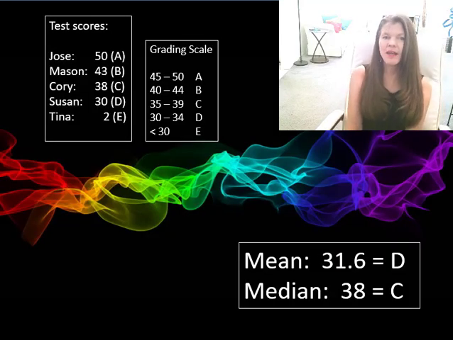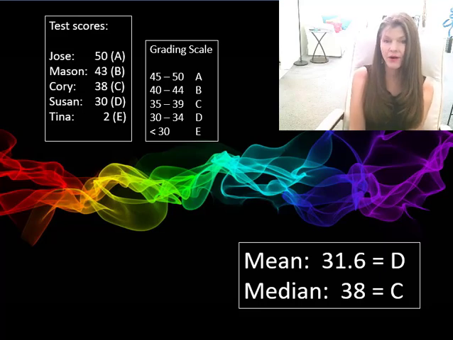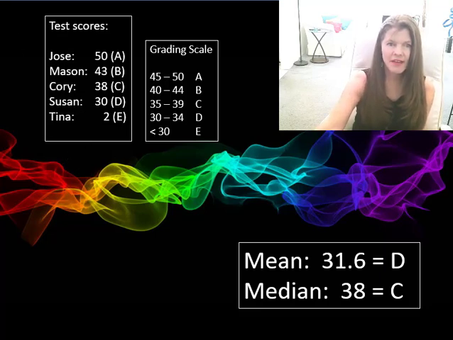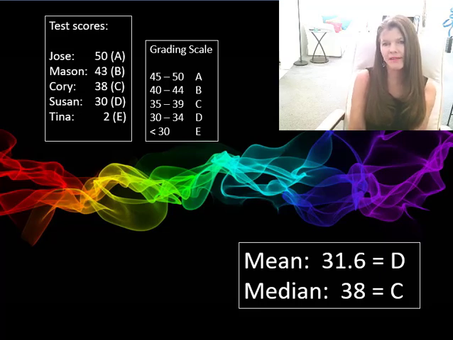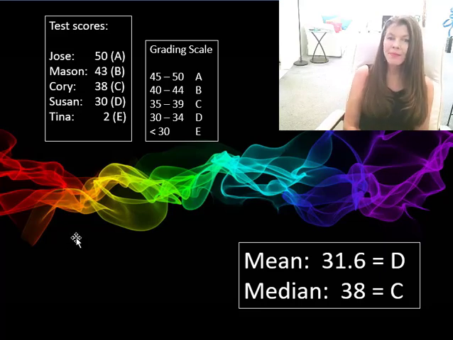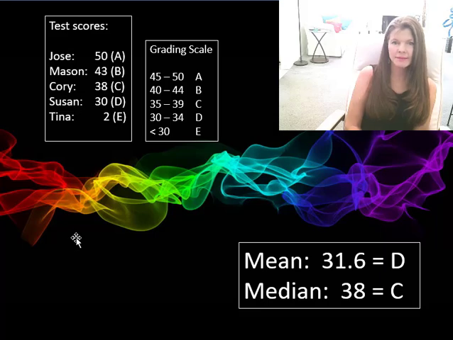Sometimes the mean can be really misleading, though. For instance, in the first box on this slide, see the scores that students got on their art homework out of 50 possible points. Is the mean of 31.6 a D? Does that seem representative? Not really, right? The median, 38, which is a C, is much more representative in this case, right?